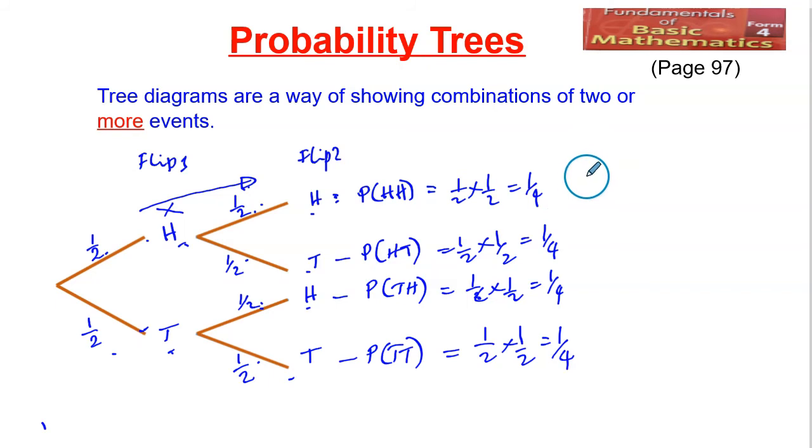Also, probabilities of all events, all your outcomes, must add to 1. So a quarter, a quarter, a quarter, and a quarter is 1. 4 quarters is 1. It must not be less or more. So total probabilities must add up to 1.